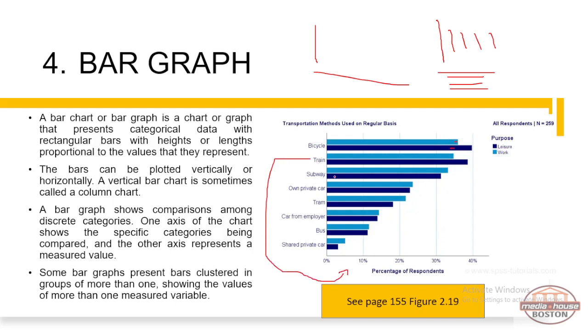This one is what we call a vertical graph. If it's horizontal, then the type of method used on a regular basis, the transportation method, will be sitting on the x-axis, and this will come and sit on the y-axis. So this information will change based on whether you're using vertical or horizontal bars.